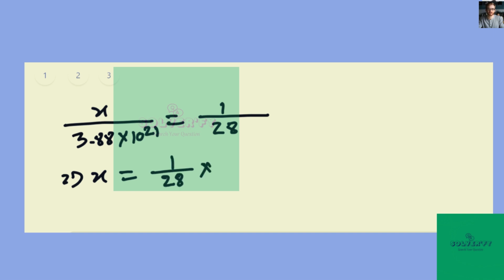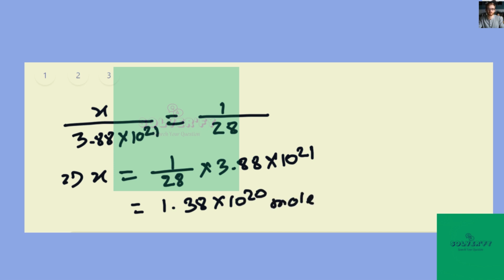So it will be 1 over 28 times 3.88 times 10 to the power 21. And this will give us a value of 1.38 times 10 to the power 20. So this is the number of molecules of testosterone which is present in the sample.